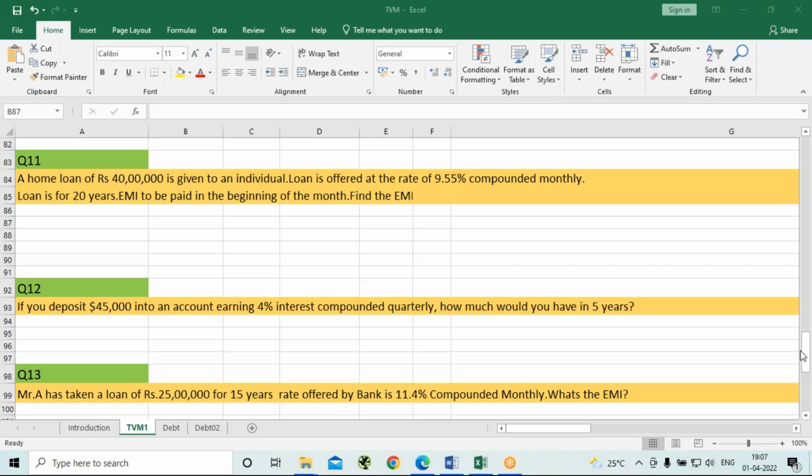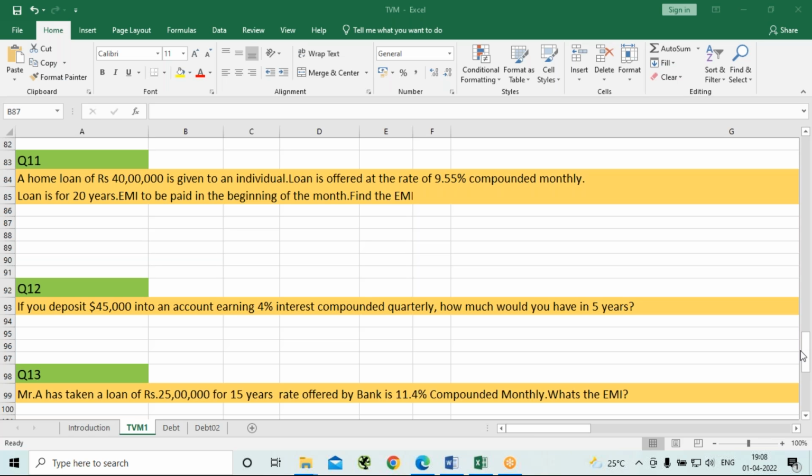Suppose you have taken a loan. The amount you are going to pay has two things: the principal amount, which is the amount you have taken, and an interest amount that is charged on it. It is a combination of both. When you pay the money to your bank, combining principal plus interest, it is called an EMI, that is, equated monthly installment.